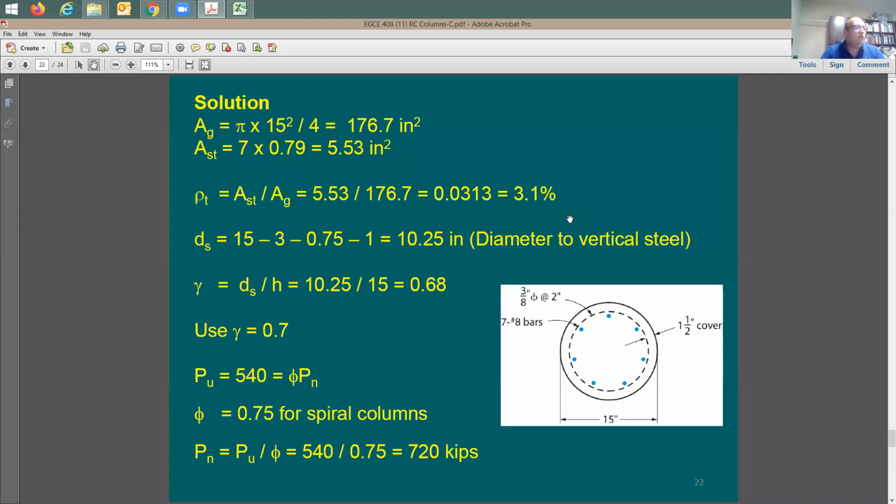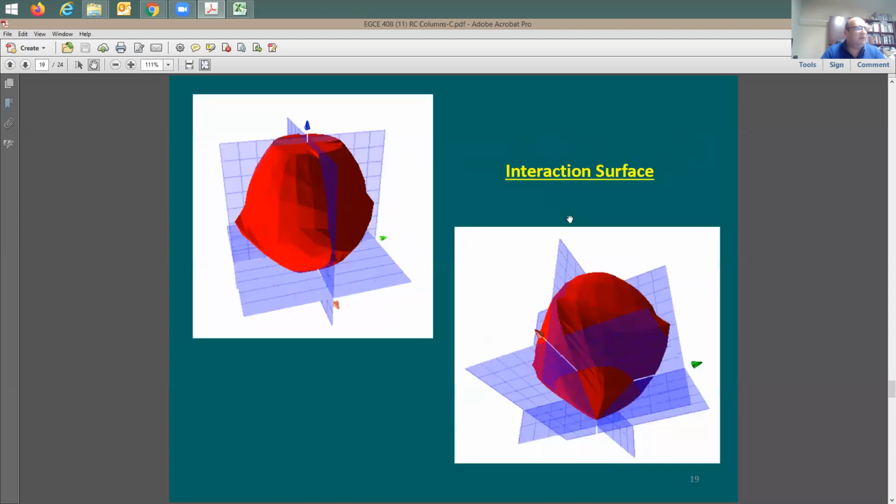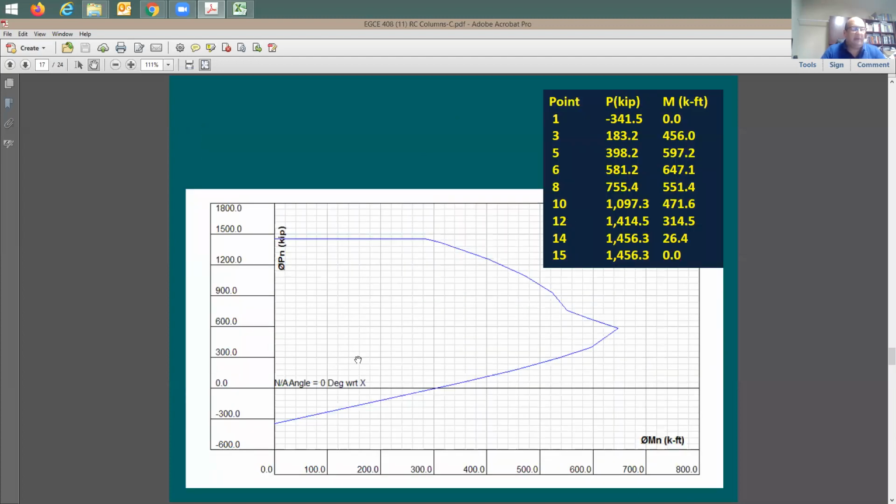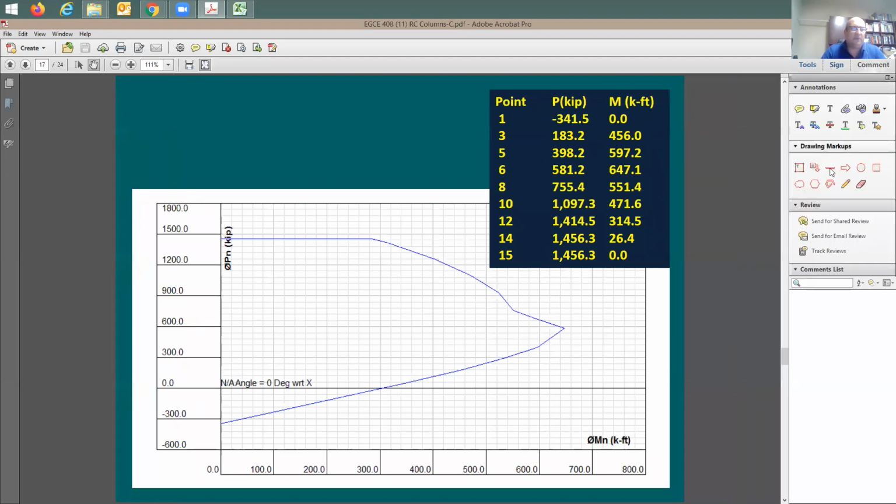Let me go back one slide just to show you another interaction diagram. I was able to get this one out of a software after I ran it for a given column. On the x-axis is going to be Mn. On the y-axis is going to be Pn, which means axial capacity. The positive values here mean compression. So let me write this down here, compression. And the negative values here indicate tension.